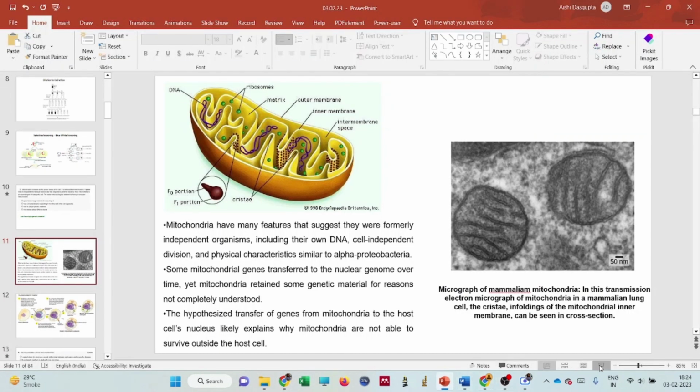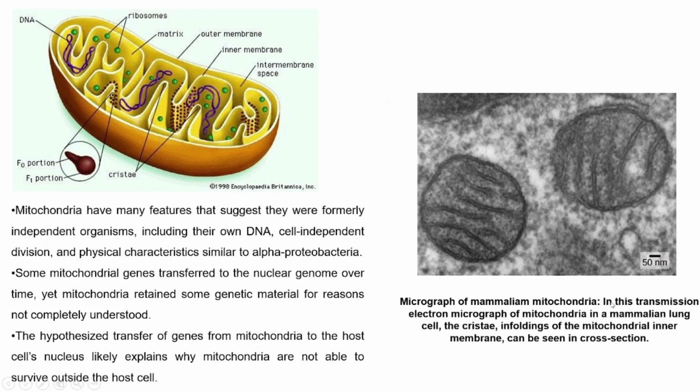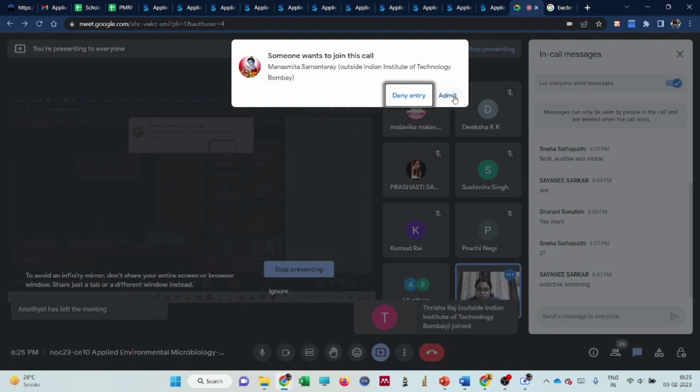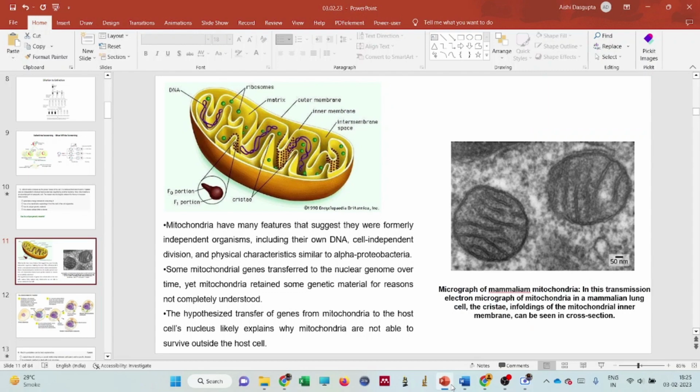On the right hand side we can see a micrograph of a mammalian mitochondria, and this has been taken via TEM. Electron microscopy is a very sophisticated way to image, and it's very difficult to do on live cells because it basically hampers the cells. But this is a very good image of a mammalian lung cell, and we can see the cristae, the infoldings of the mitochondrial membrane, and everything can be seen in the cross section. On the left hand side we can see a cartoon schematic of the mitochondria.